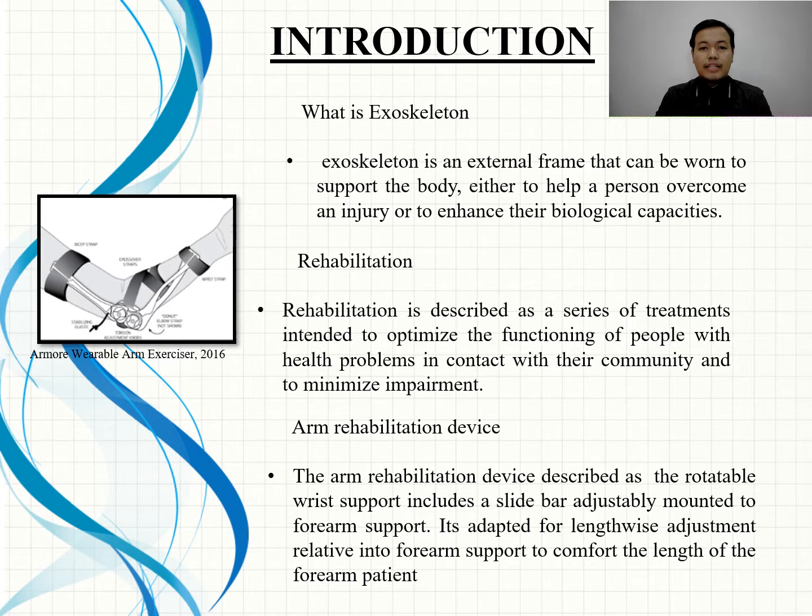First of all, what is an exoskeleton? An exoskeleton is an external frame that can be worn to support the body, either to help a person overcome an injury or to enhance their biological capacity. This means the exoskeleton is used to support the body when people get an injury. Rehabilitation is described as a series of treatments intended to optimize the function of people with health problems in contact with their community and to minimize their impairment.